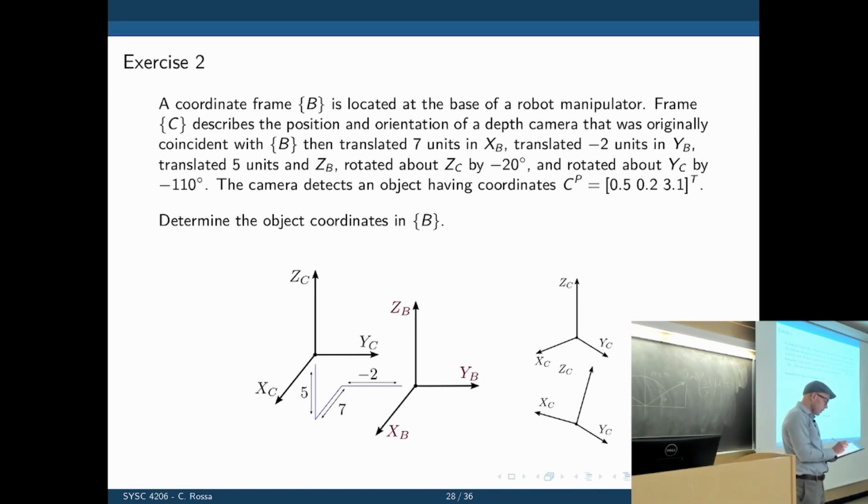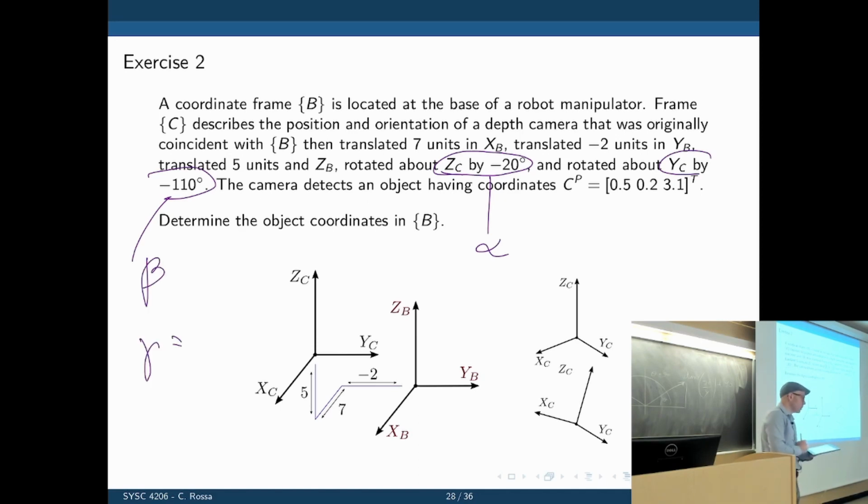So what we have here is the rotation about ZC by negative 20 degrees. What is this? That's our angle alpha, isn't it? And then we have a rotation over YC by negative 110. What's this angle? Beta. What's gamma? Rotation around X: 0. So all you have to do is go back to that giant matrix, replace gamma, beta, and alpha with those values, and you can find a rotation matrix.